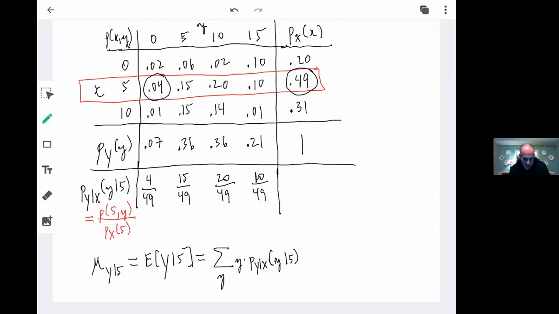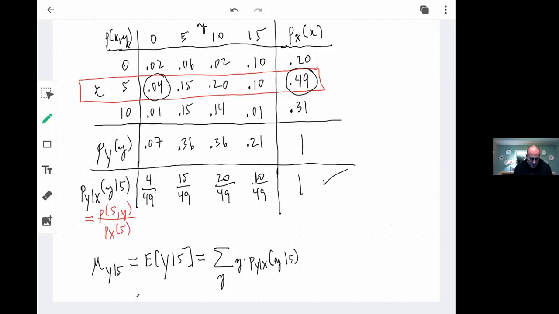Okay, and of course, if I add all of those things together, I should get 1, and I do. They indeed add up to 49. Okay, so 19, 20 is 39, and then 10 is 49. So these do add up to 1, which is good for us. Okay, so there was the conditional distribution on the event where x is equal to 5.